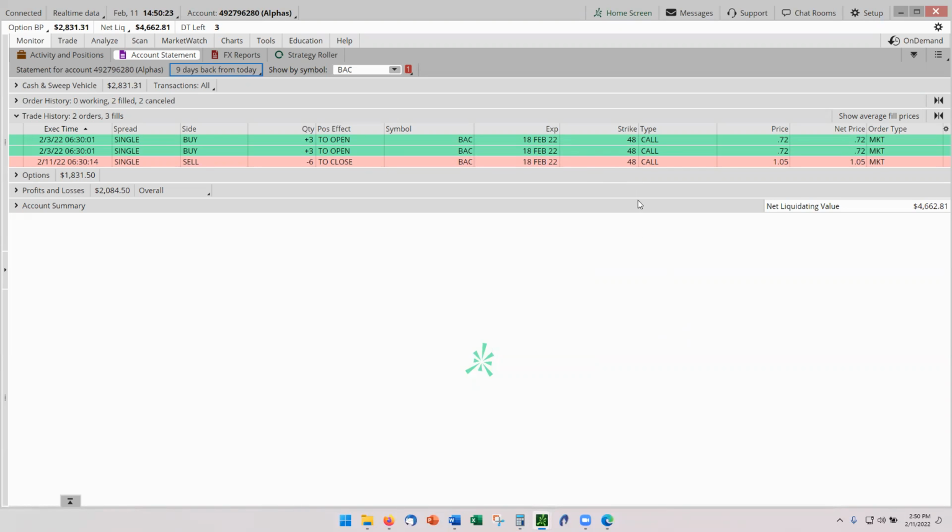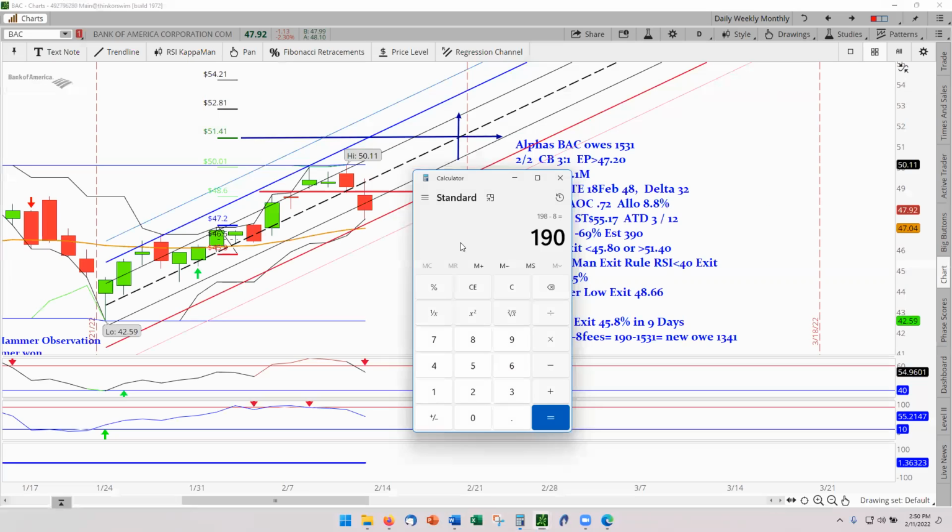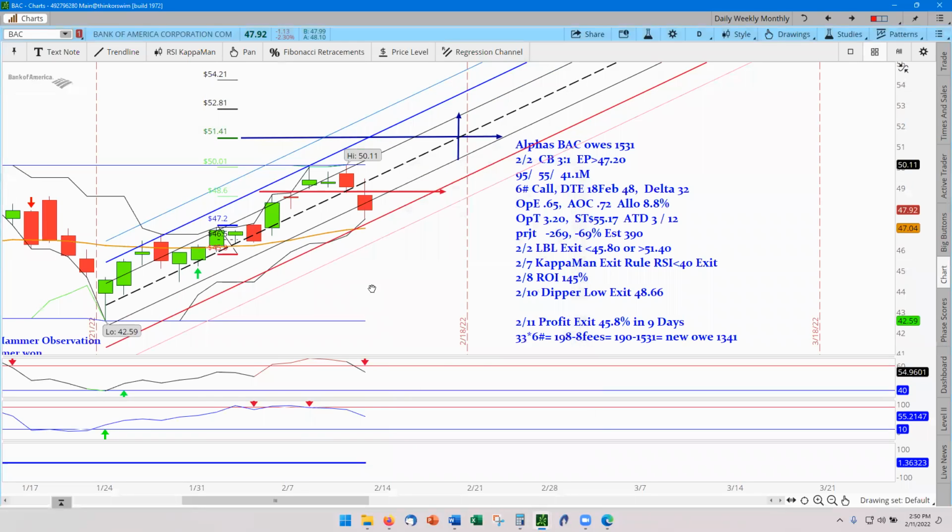All right, so let's go to the chart, and we had 6 contracts, so let's bring that back up again. So we had 6 contracts, $33 times 6 came out to $198 return, minus approximately $8 in fees. Excuse me. And we had a net win on this trade of $190. All right, chart time. Let's go look at that chart.